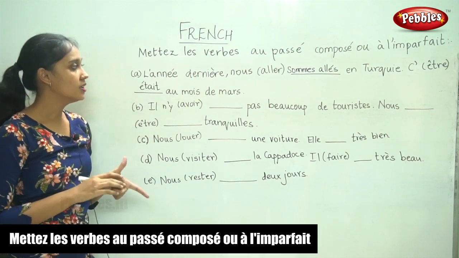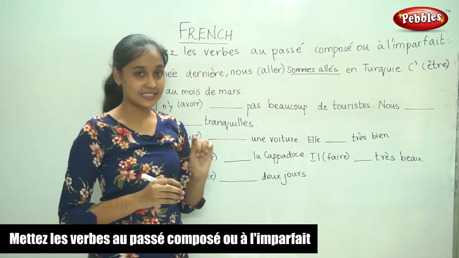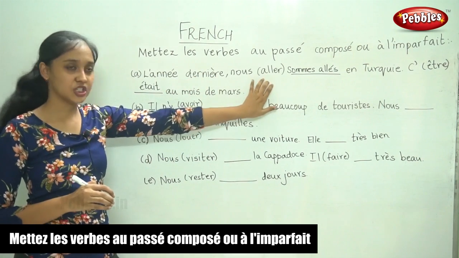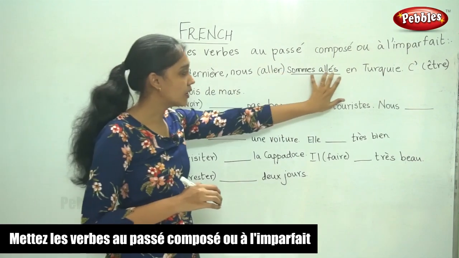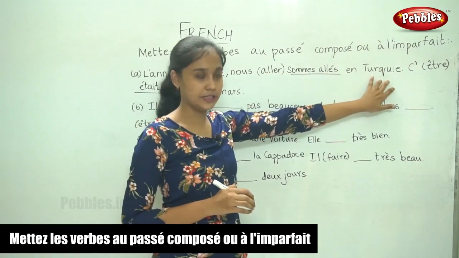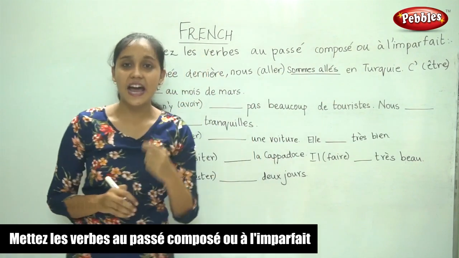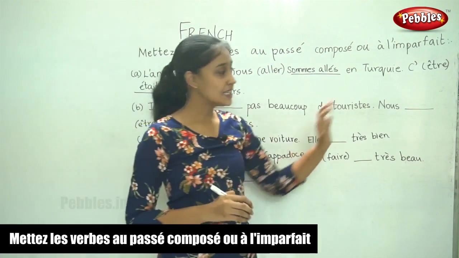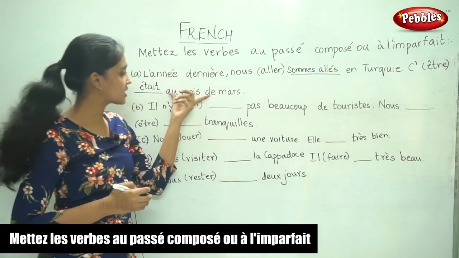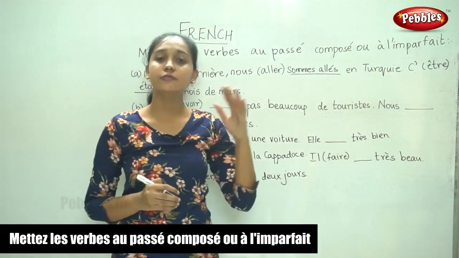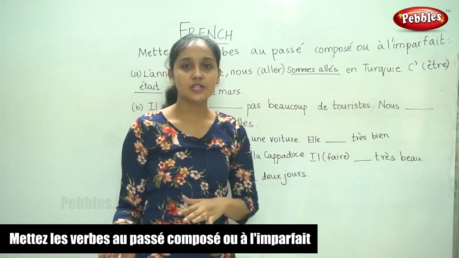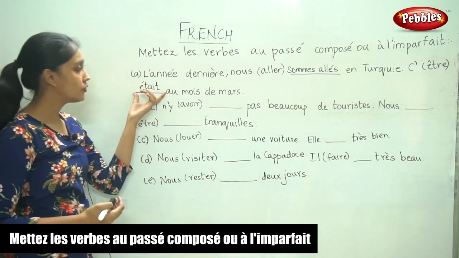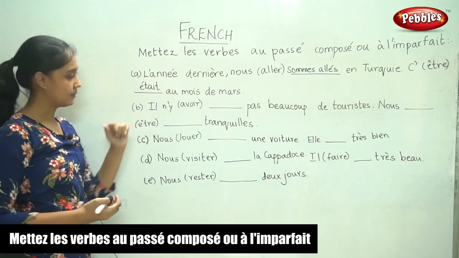So now this first sentence, the first part was an action. We went to Turkey. So for an action we use passé composé. Whereas the next sentence was a description. It was the month of March. It is a description. So we used imparfait. So for être it is était.